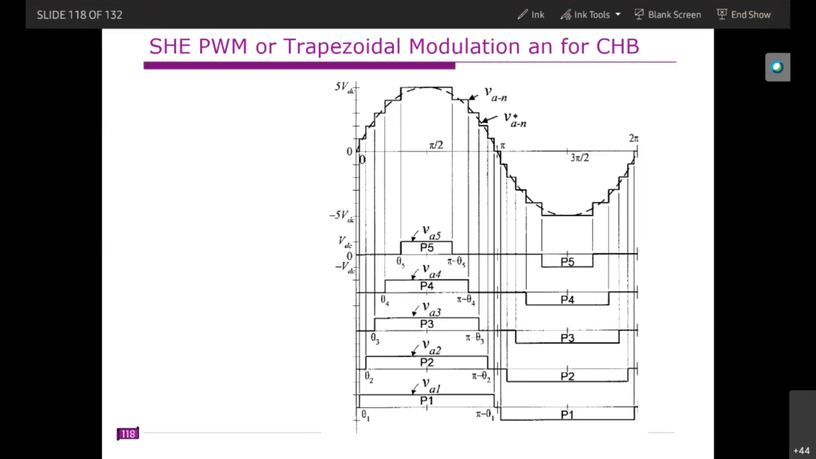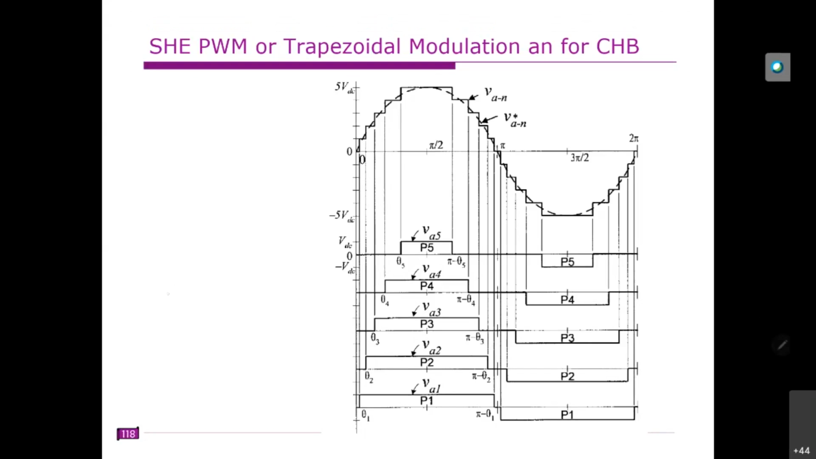Right. So let us assume that there are 5 H bridges per phase. Each H bridge is fed from a DC source of VDC. Let us assume that this is the output voltage generated by the first H bridge, this is the second H bridge, this one is the third H bridge, this is the fourth H bridge, and this is the output generated by the fifth H bridge.